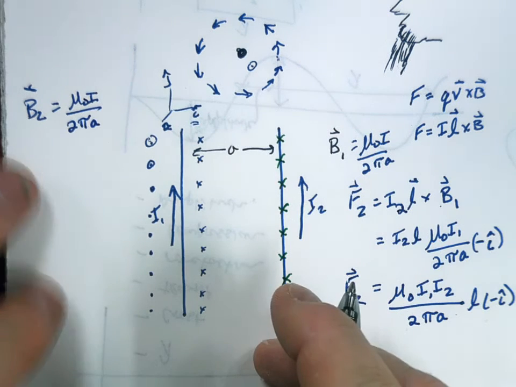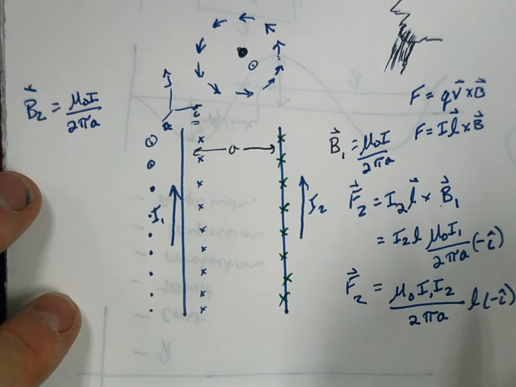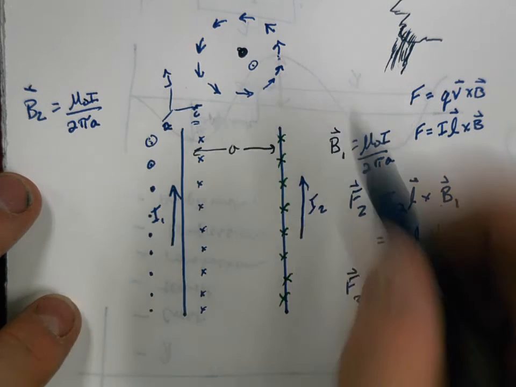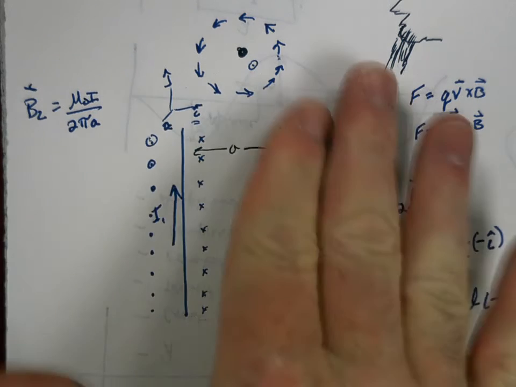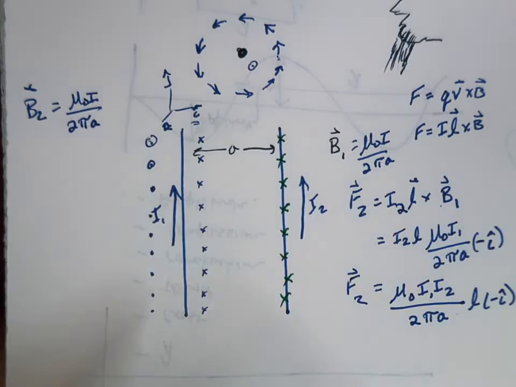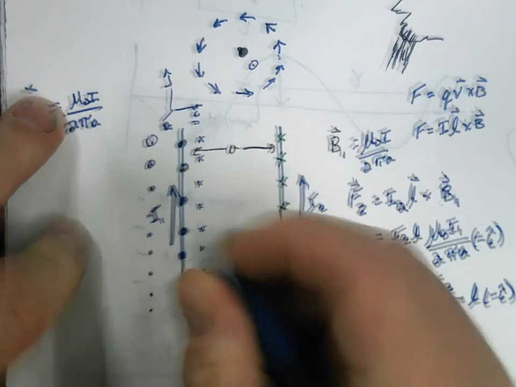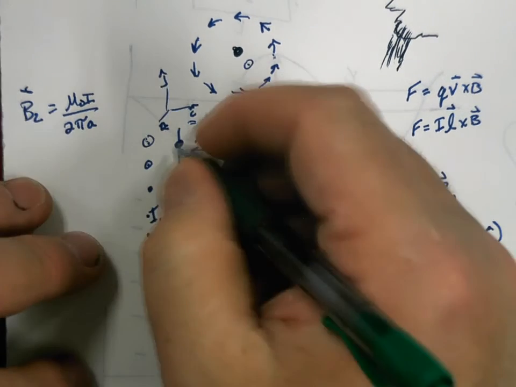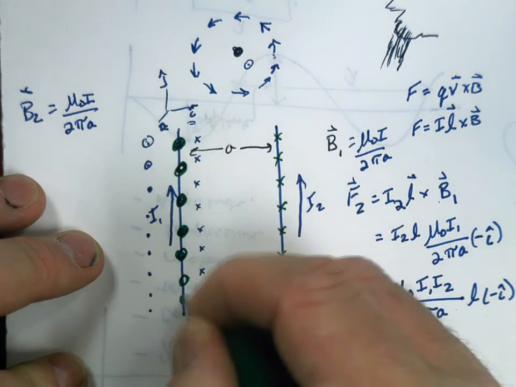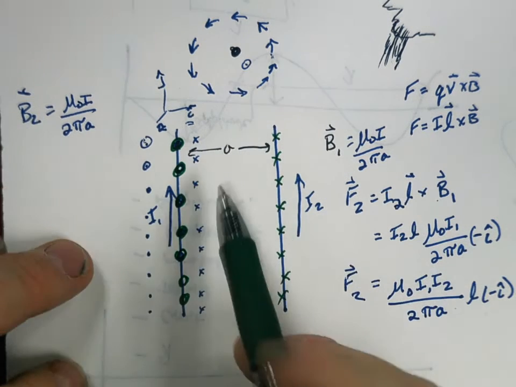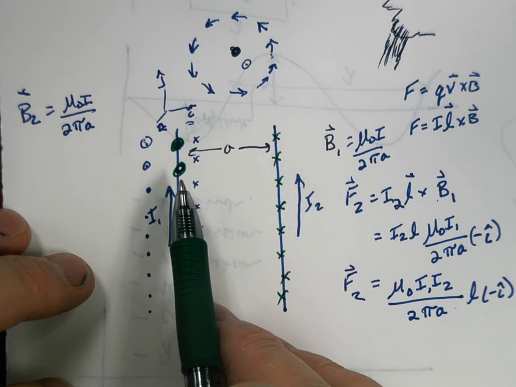Okay, and in this case, it's going to be in which direction? Palm method. Okay, what is it going to be over here? Current is that way. Curls. So at this point, it's going to be... The electric field coming from I2 at this point is going to be out of the page.